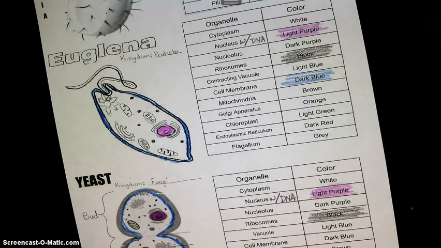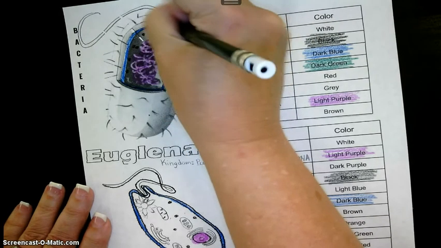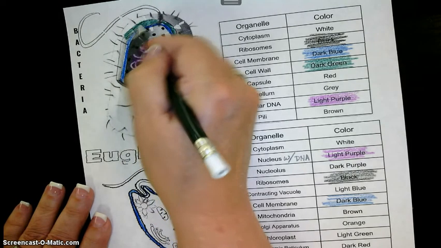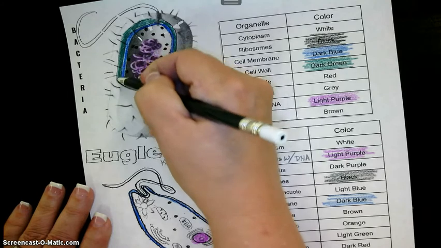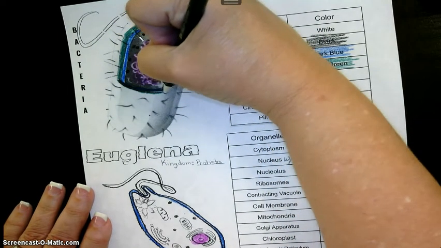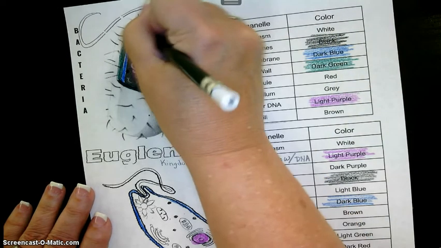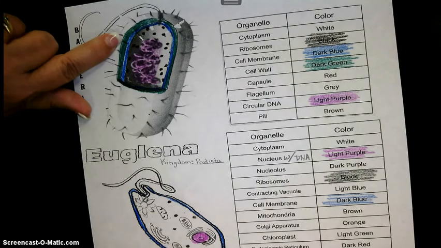Now we're going to talk about cell walls. You're going to need a dark green. This layer outside of the cell membrane is the cell wall. It's not the exterior layer though. Bacteria actually have something called a capsule, kind of like the medication you take, like a Tylenol capsule, a little pill. It's a hard coating, a hard shell on the outside. So the cell wall is just inside of that.